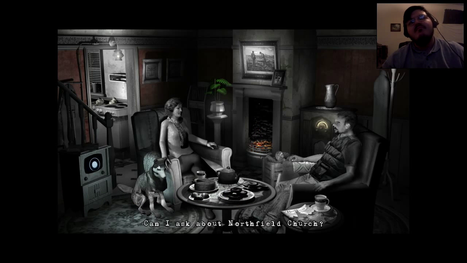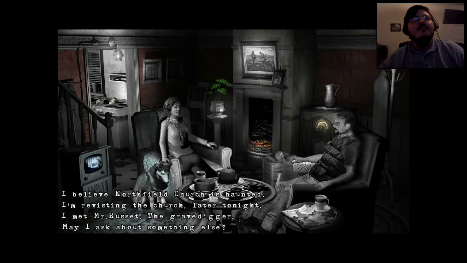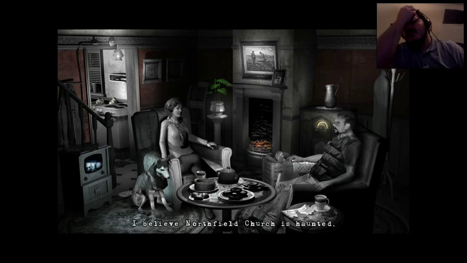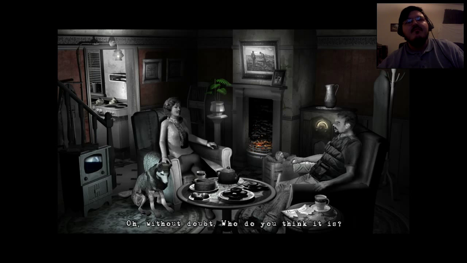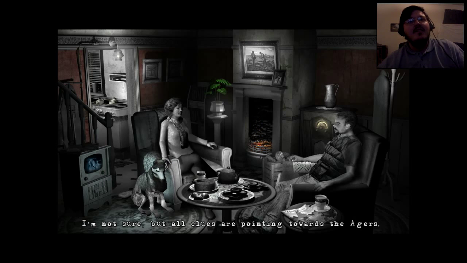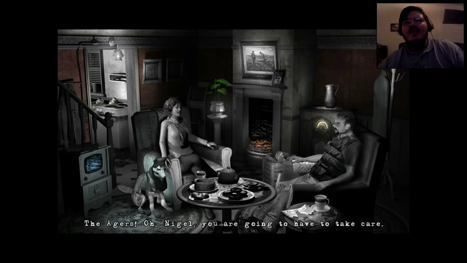Can I ask about Northville Church? Of course, I'll help if I can. I believe Northville Church is haunted. Oh, without doubt. Who do you think it is? I'm not sure, but all clues are pointing towards the Agers. The Agers? Oh, Nigel, you're going to have to take care. Why? Is there something I should know?